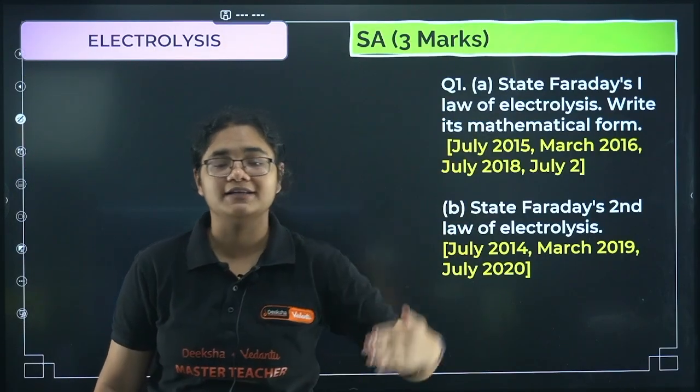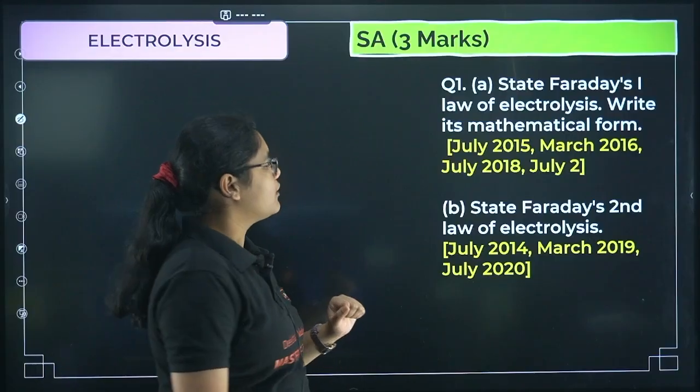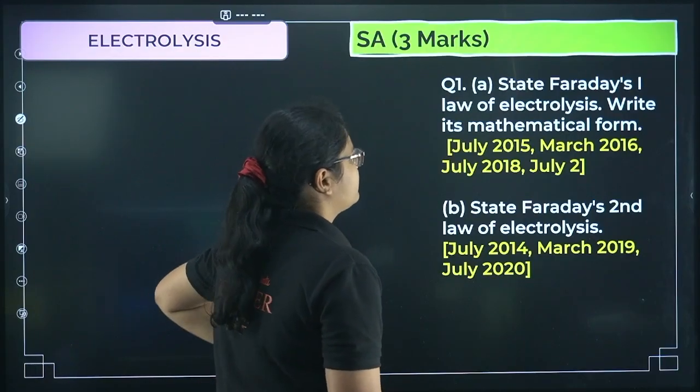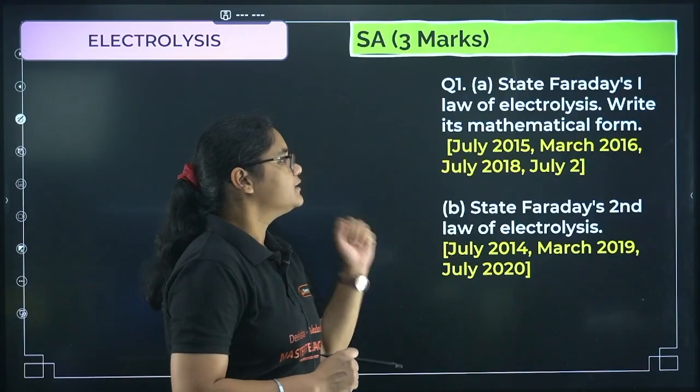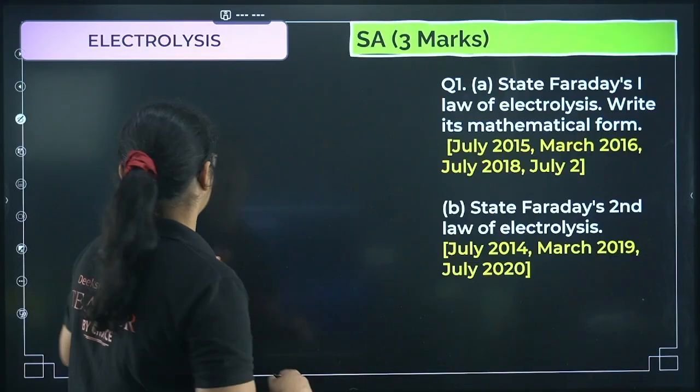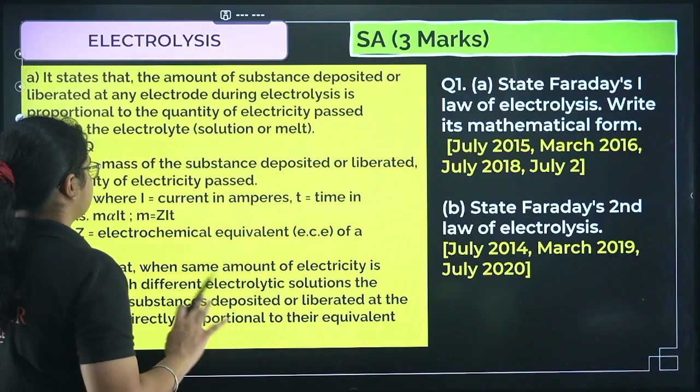So first you should revise all the easy chapters. Now here there is one law that will be asked. So definitely directly 3-marker questions will be asked. You should remember Faraday's first law and second law, and their mathematical equations.